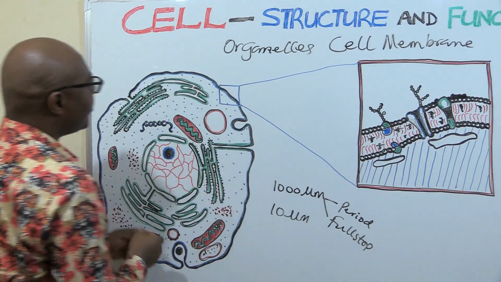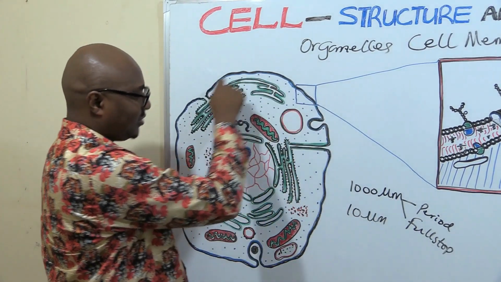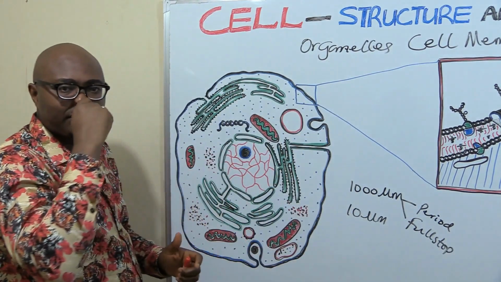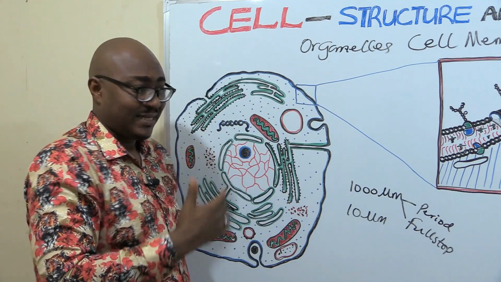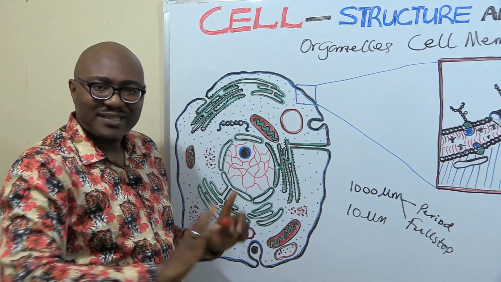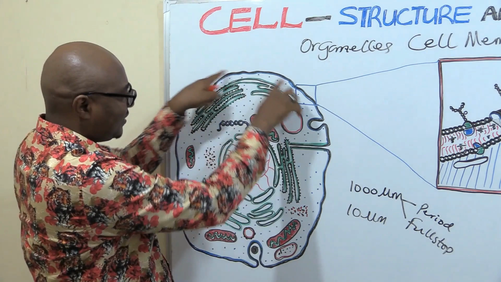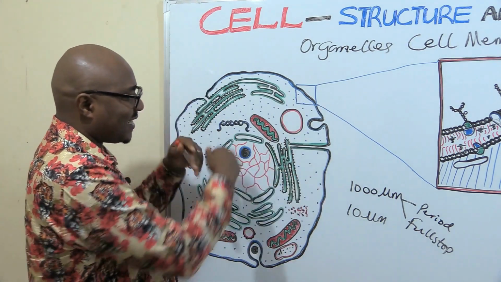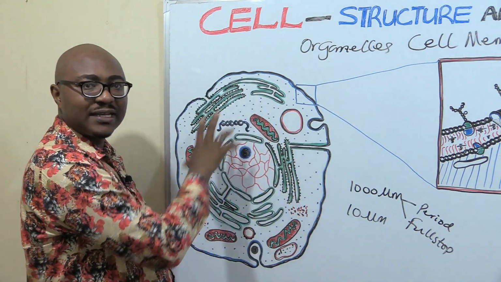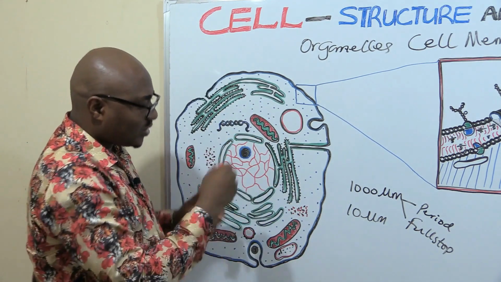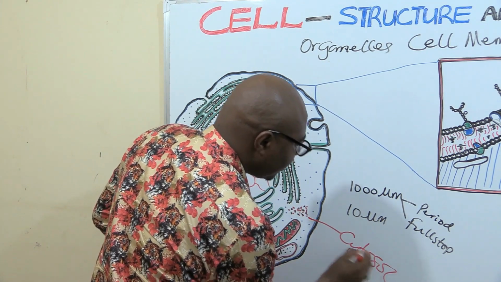Now, the cell membrane is this. It's what surrounds the cell. It's what makes the cell an entity that is separate from its environment. Remove this cell membrane and everything just scatters. Within this cell is full of water, which we call cytosol.